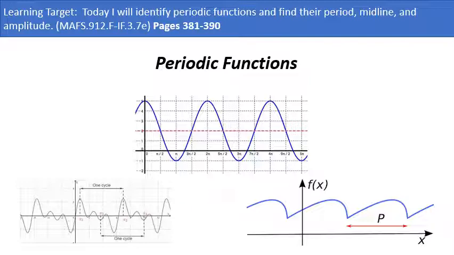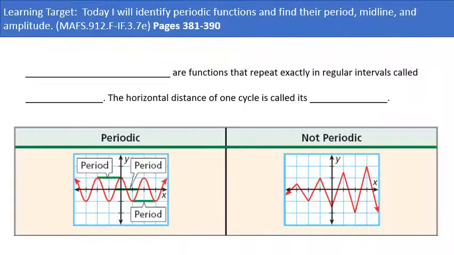So, question, what is a periodic function? Periodic functions are functions that repeat exactly in regular intervals, which we call cycles. It's the same thing that happens over and over again. The horizontal distance from one cycle to the next is called its period.